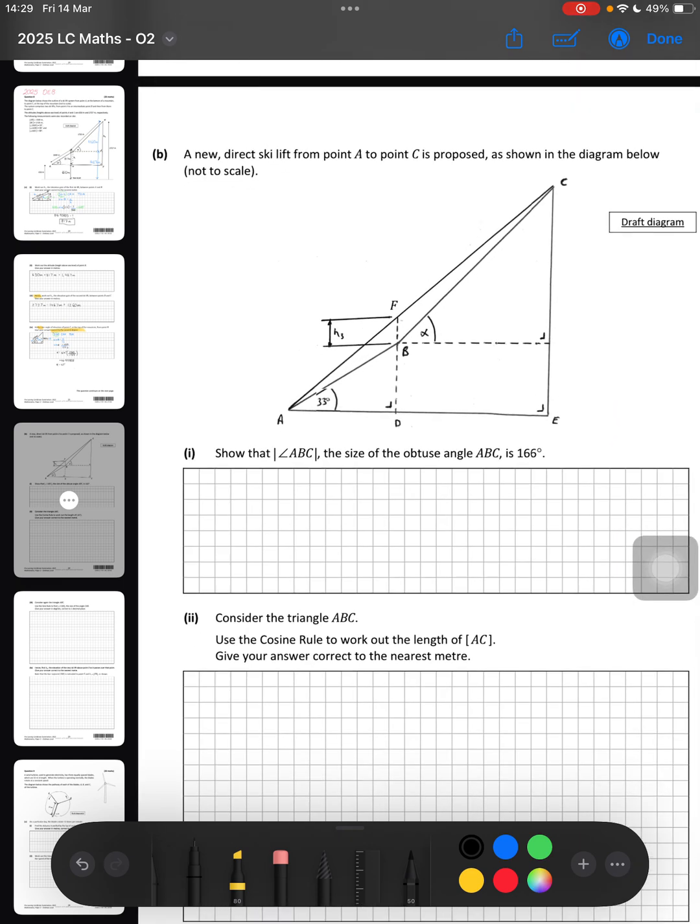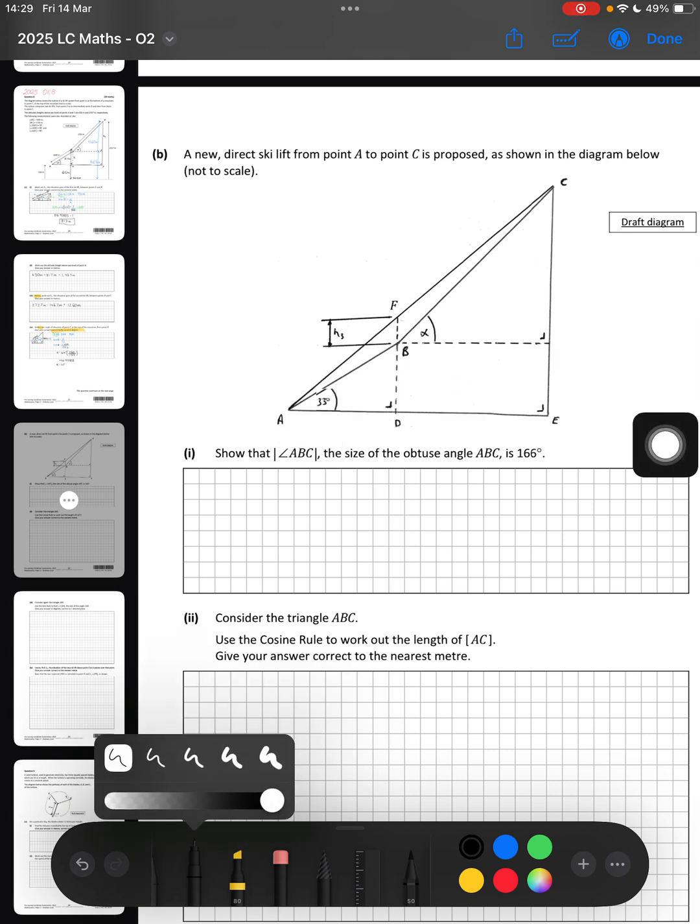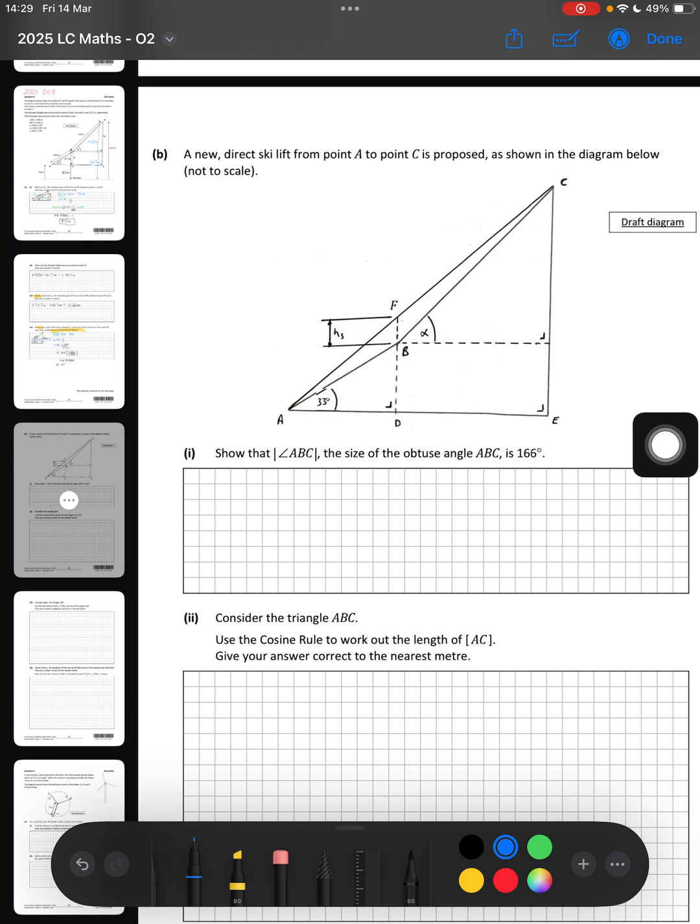So I have some measurements here. Okay, alpha is here. I've just figured that out. So my alpha measurement was 47 degrees. Okay, this here is a right angle, so that is 90 degrees.